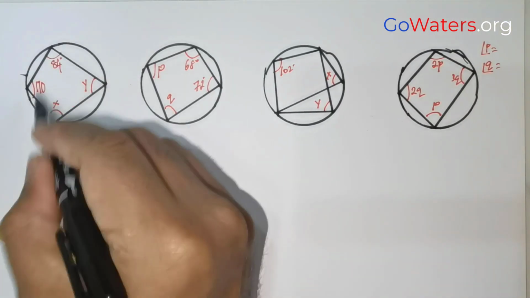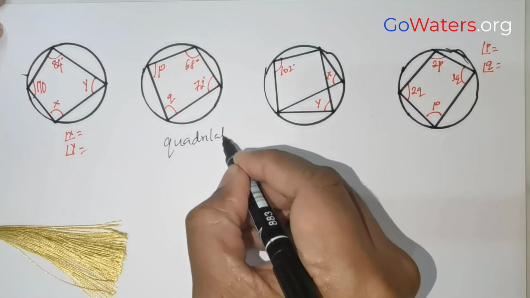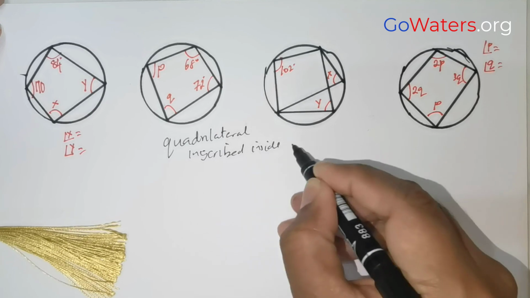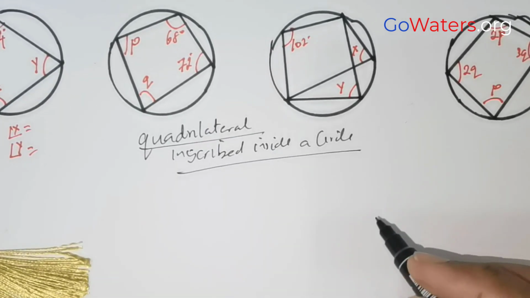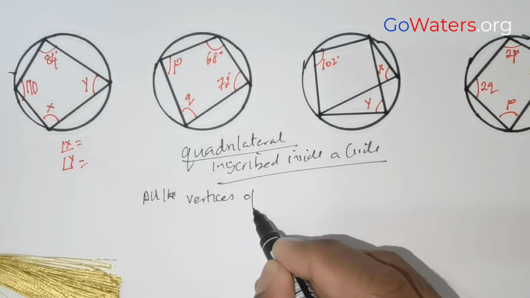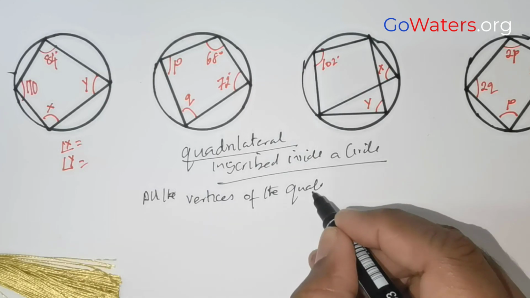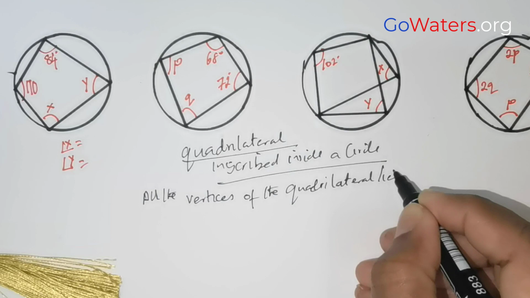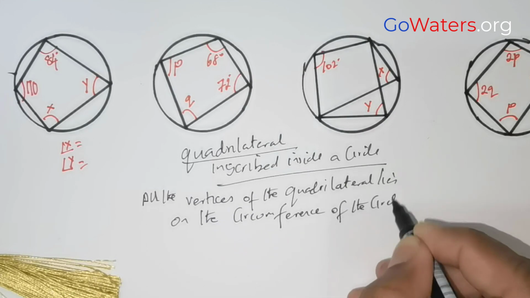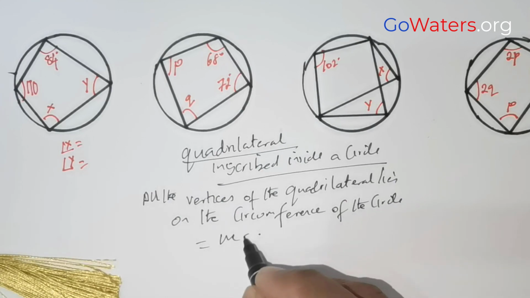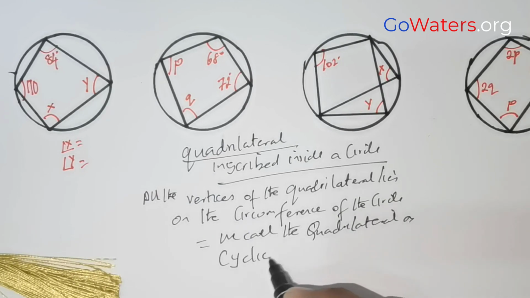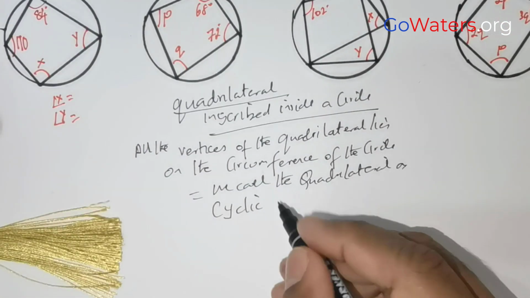Okay, we got a list of questions where we have a quadrilateral inscribed inside a circle. Now what do you call this quadrilateral? You can clearly see all the vertices of the quadrilateral lie on the circumference of the circle. Now when this happens, we call the quadrilateral a cyclic quadrilateral.